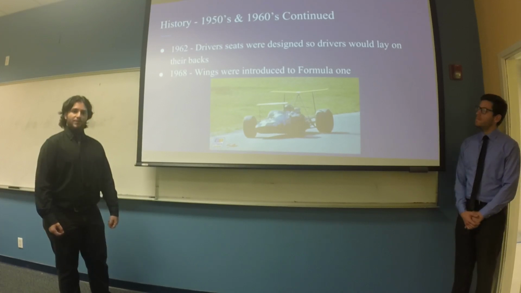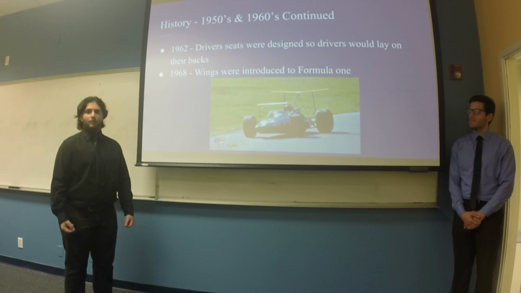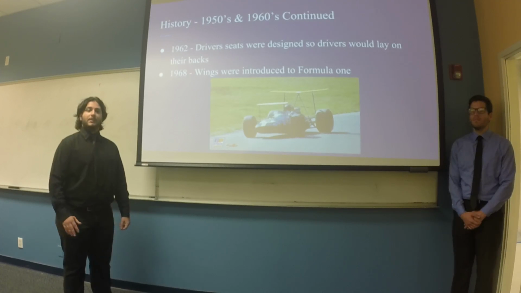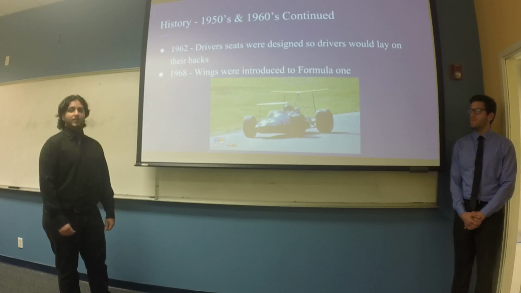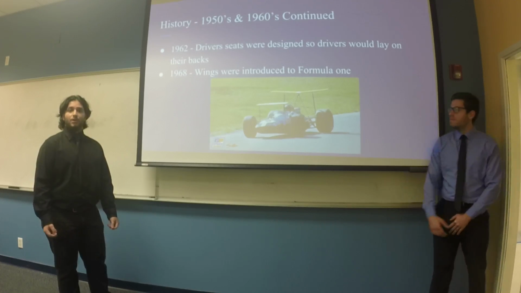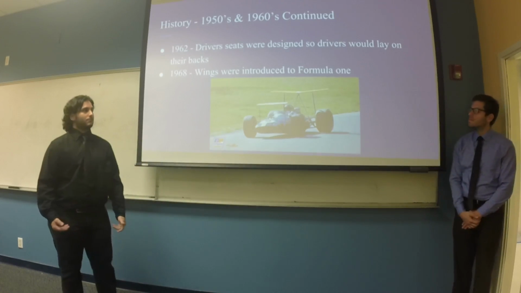Along with this new design was the design of a new driver's seat, which had drivers laid down on the bed of the car to both reduce the risk of them being damaged when tumbling, if the car does tumble, and also lower the center of gravity of the car. Along with this, in the later end of the 60s was the inclusion and usage of the wing design, as can be seen here in this original Formula One design.